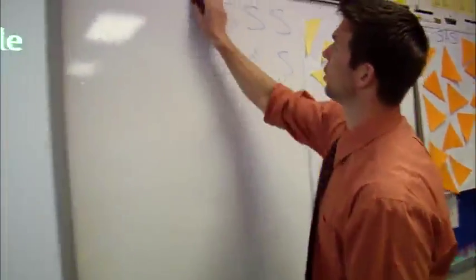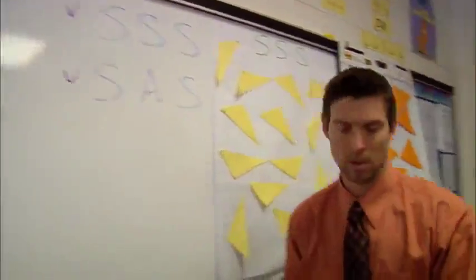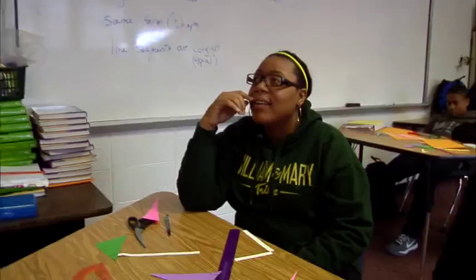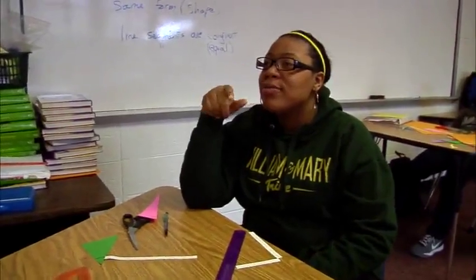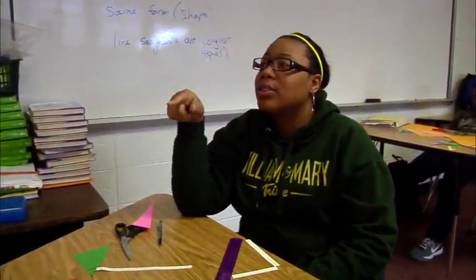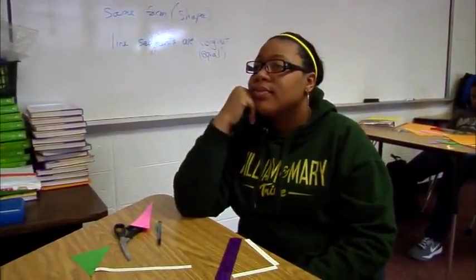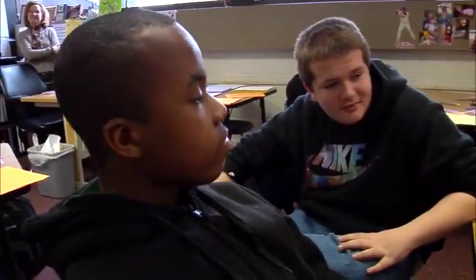So let me ask you, what would be some other possibilities we could do? You could do angle and then do another angle on the other side and put a side. So angle, angle, side. Zach, you had one more for us. You said there was another one that we don't have up there. Angle, angle, angle.